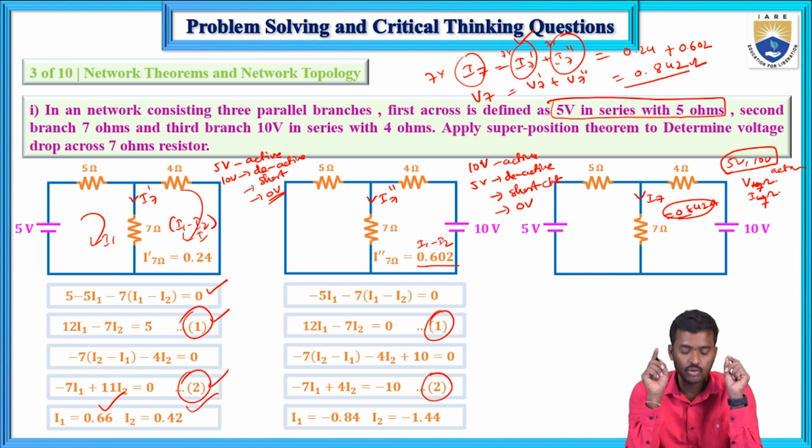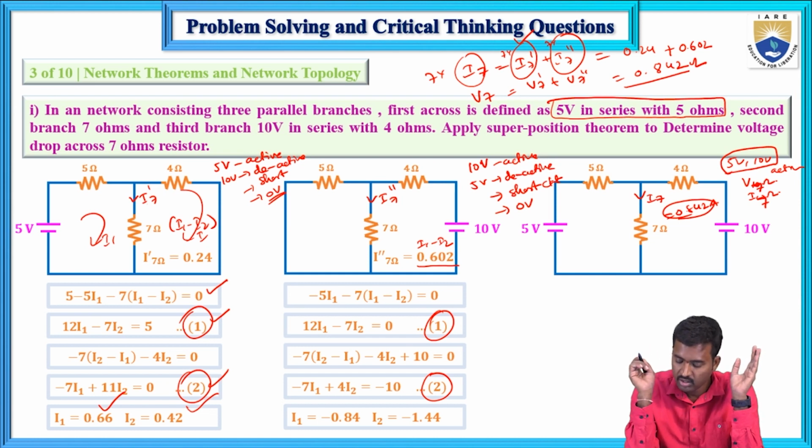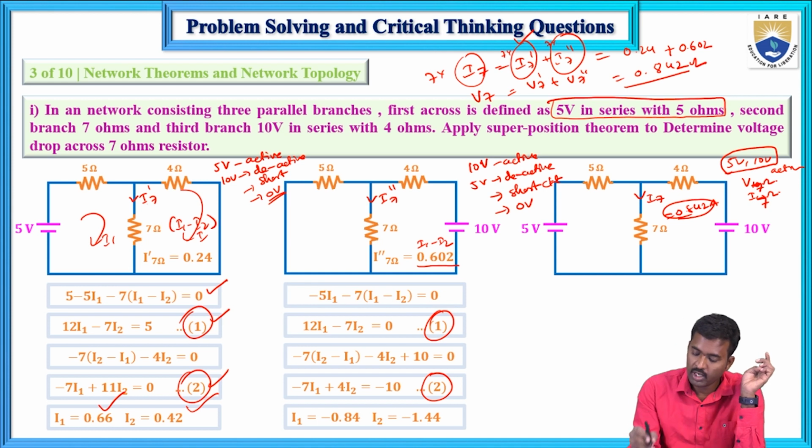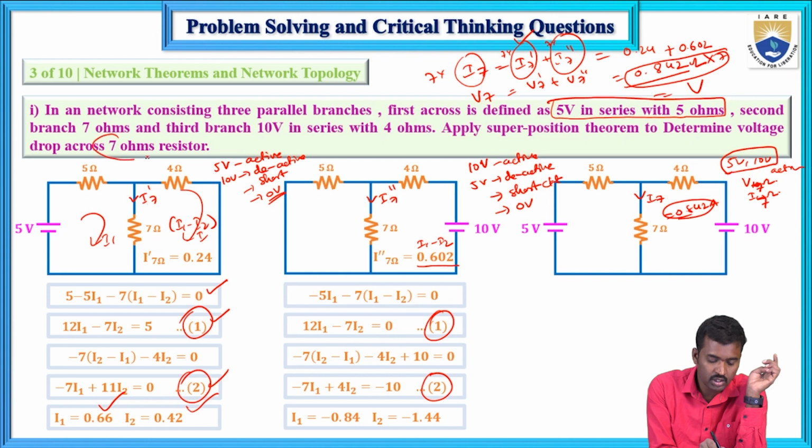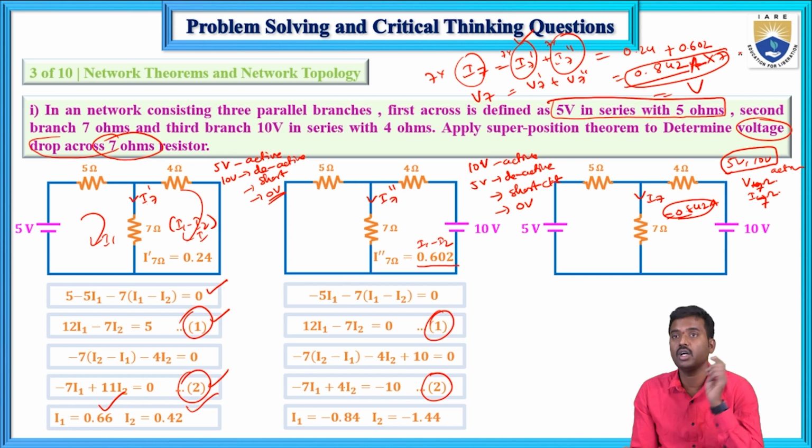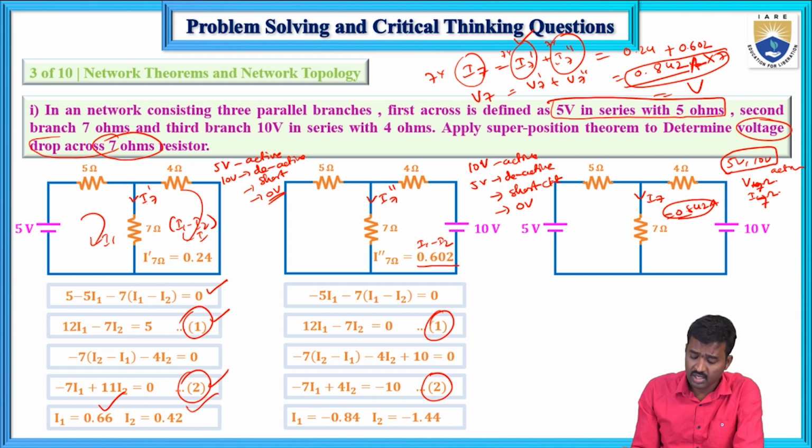Now if you know the individual response currents, then you can easily determine the total response current according to the superposition theorem. Here I7 equals 0.842, that equals 0.24 plus 0.602. Now if you multiply with 7, then you will get the total voltage. Here in the question they mention the voltage drop across the 7 ohms resistor. So multiply this current by 7, then you will get the voltage across the 7 ohms resistor.